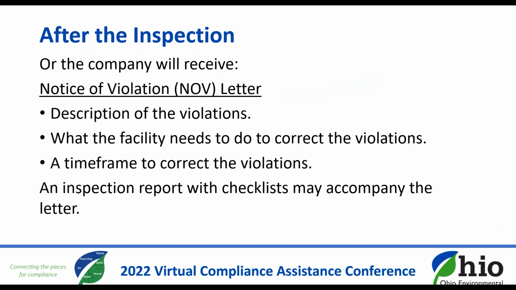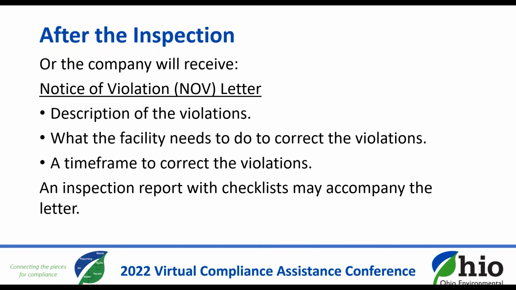However, in the event that we see an area of improvement that's needed, we're going to send a notice of violation, okay? The notice of violation is going to outline the violations that were identified during the inspection, and then we're also going to outline what needs to be done to correct those violations and give you a time frame to fix them, okay? These may or may not come with a checklist, but it's going to give you some time frame.